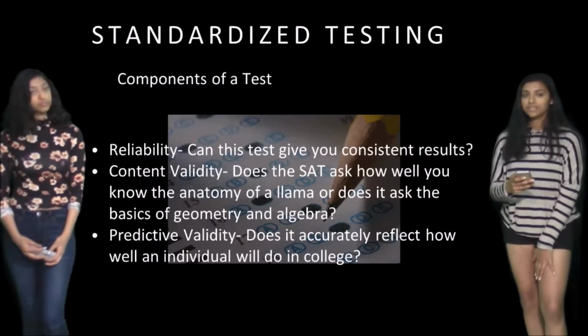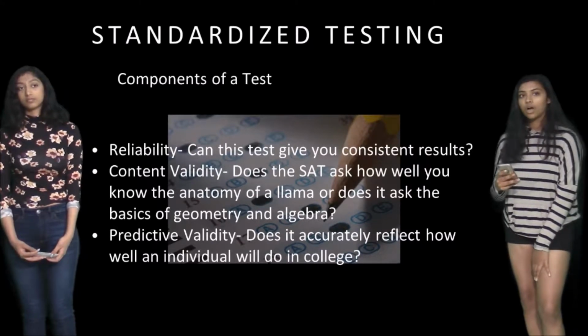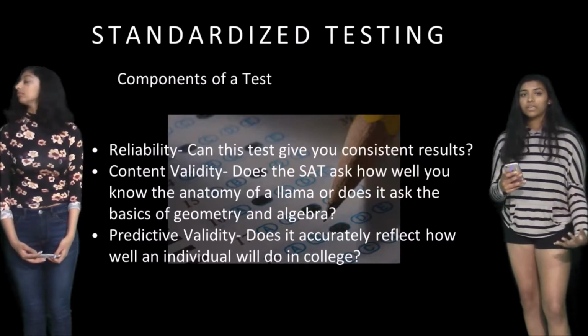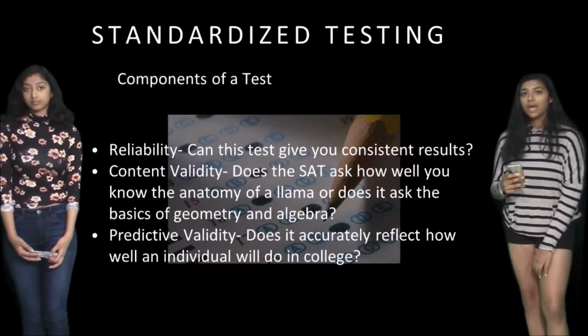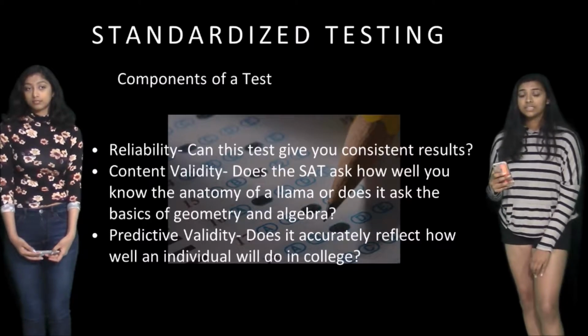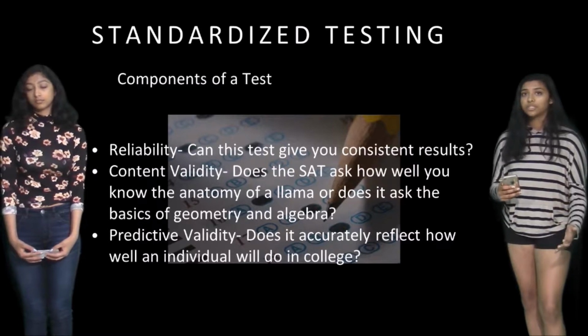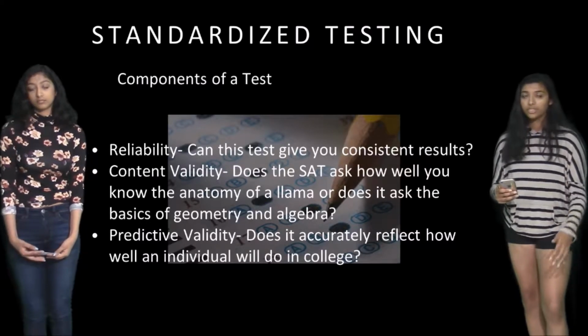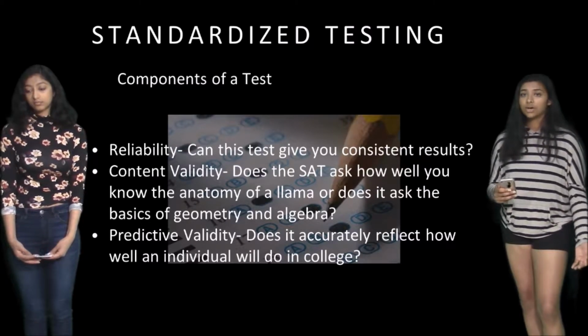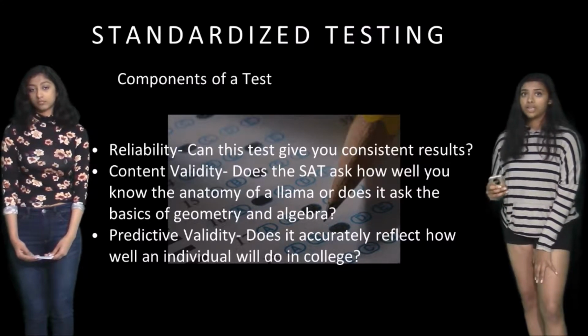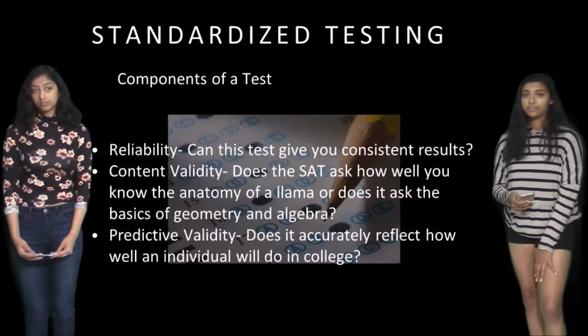So now that we have the basics down, we can talk about the actual components of a test. Reliability is the ability of a test to give consistent results. Now, when evaluating, the SAT is relatively reliable because whether or not a student has had preparation, they get around the same score range. But on the other hand, with the ACT, it's hard to look at reliability because of the smaller scaling score, which is out of 36.